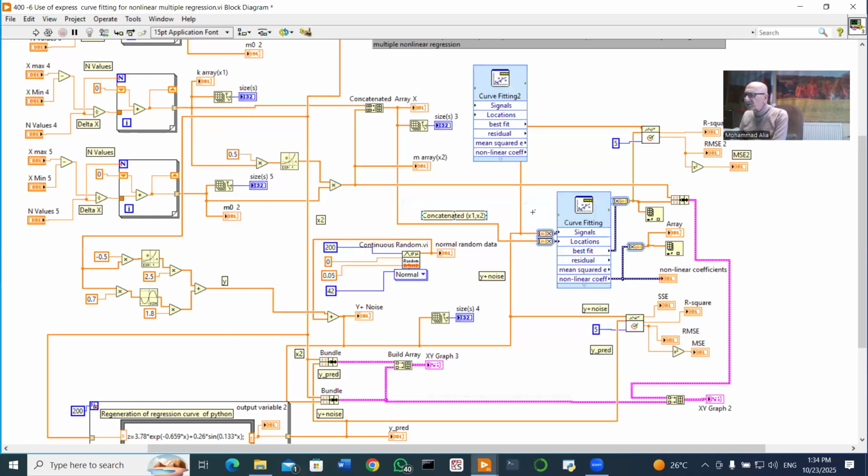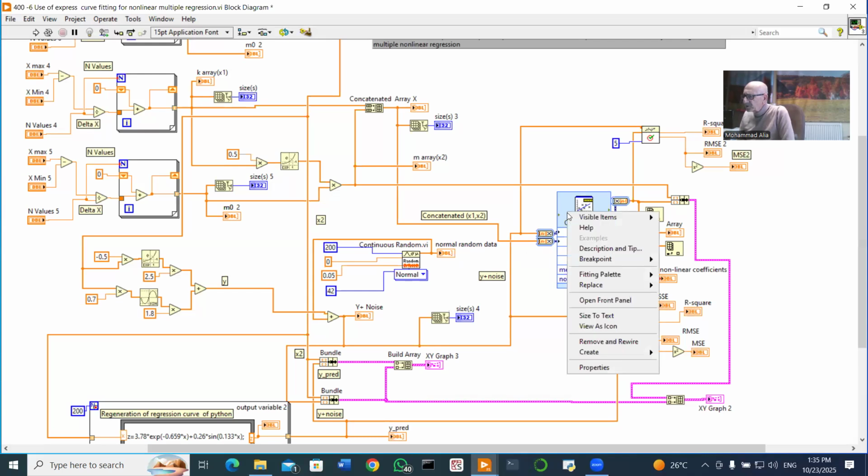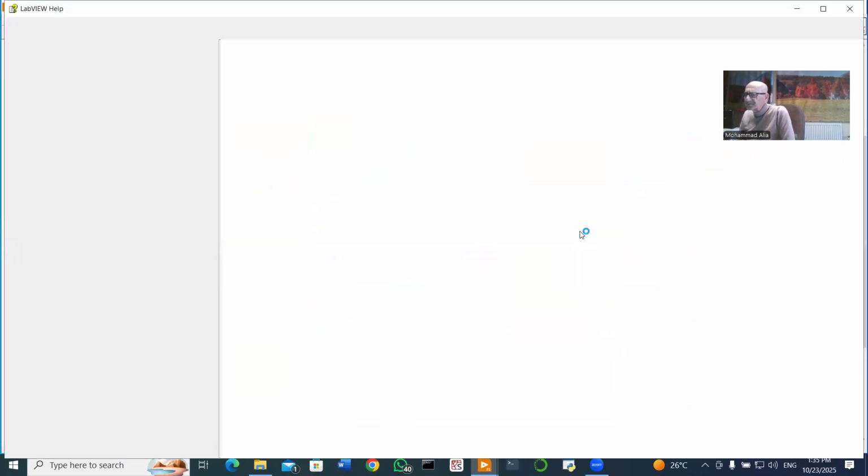Okay, so we go back to our VI. I cancel this one and I keep the original VI to show you the connections. This original VI is called Express VI in LabVIEW. This Express VI has two important inputs. One of them is called signals, the other one is called locations. Of course, you do not have to learn by heart what it means. If you have forgotten, you can go to the help and see.